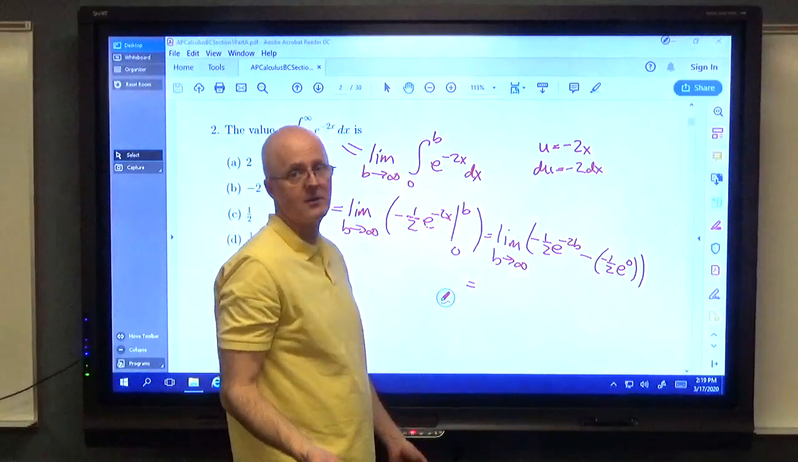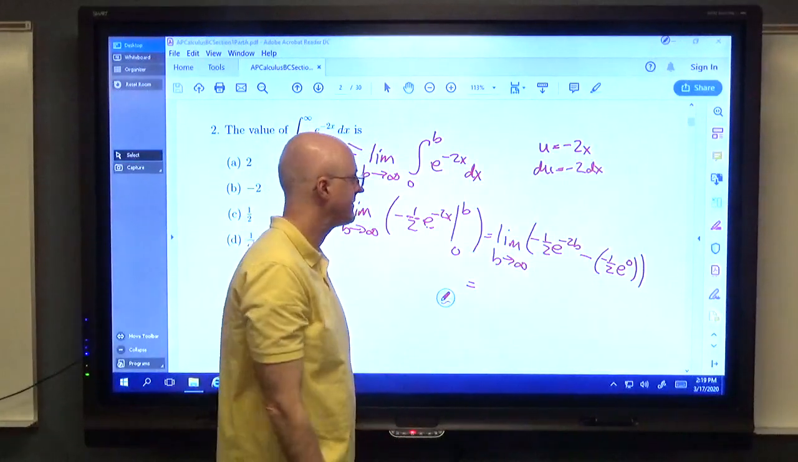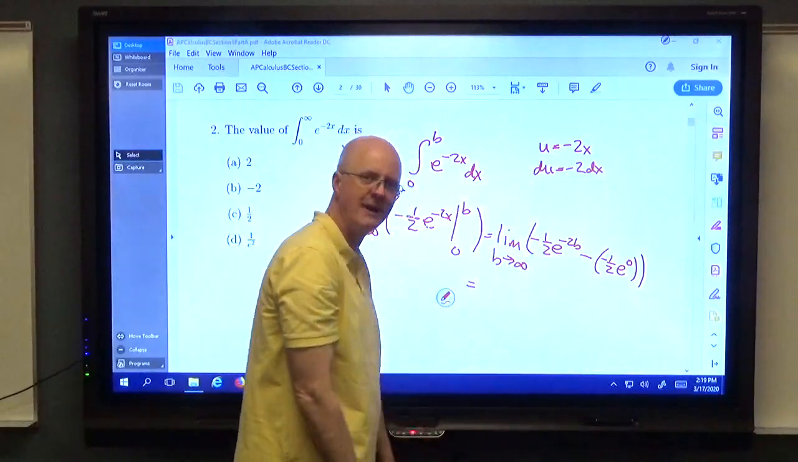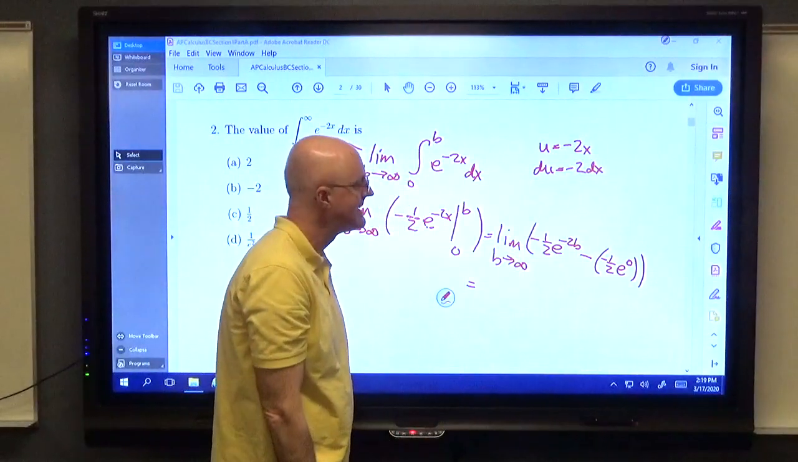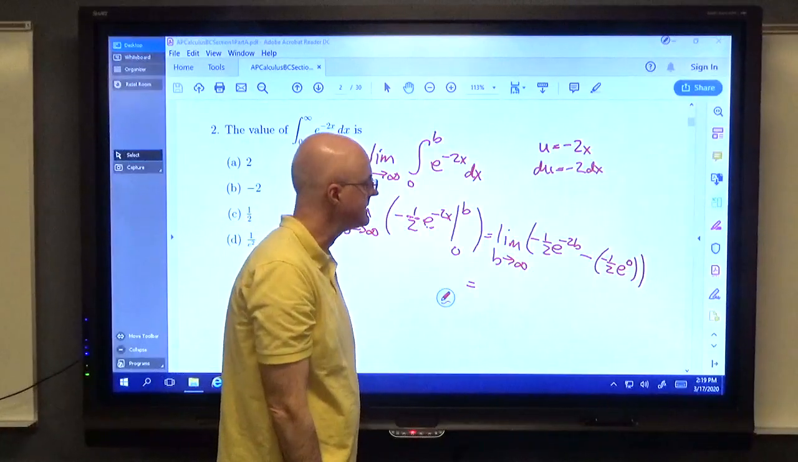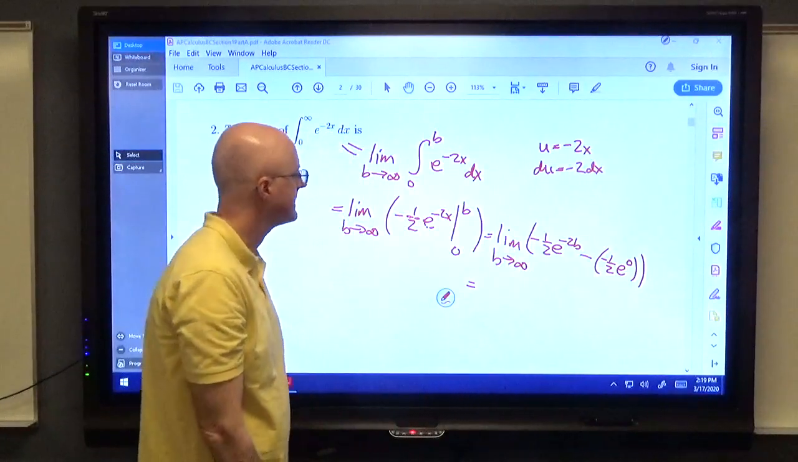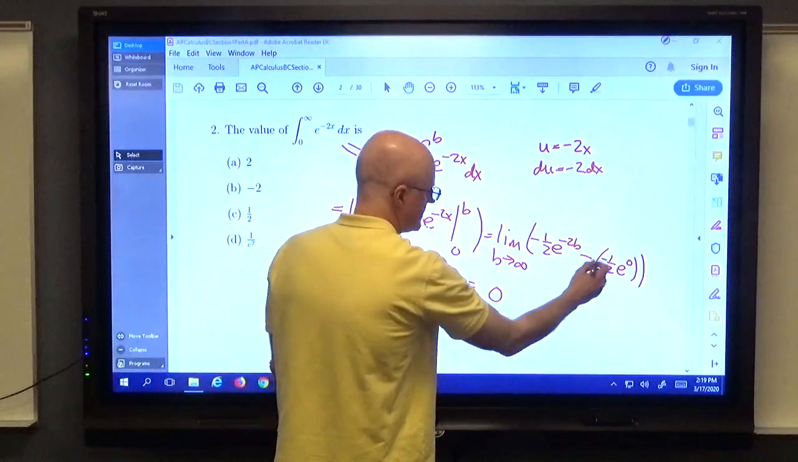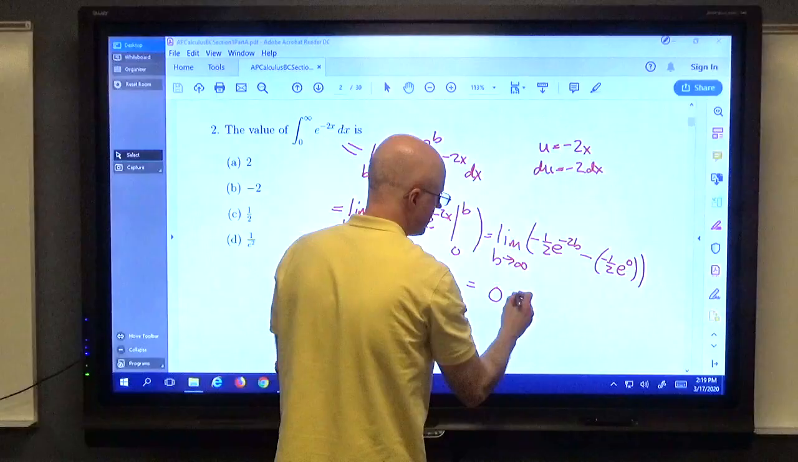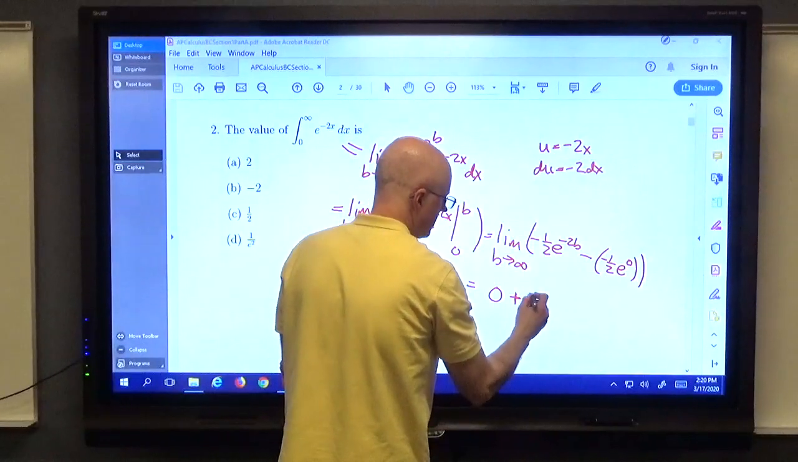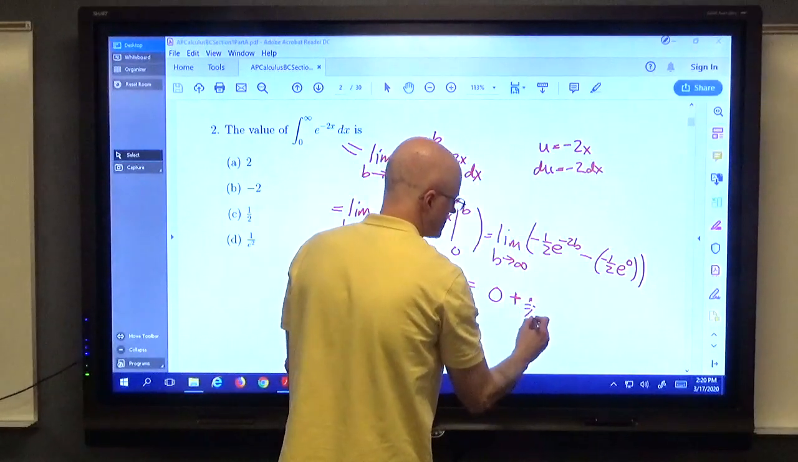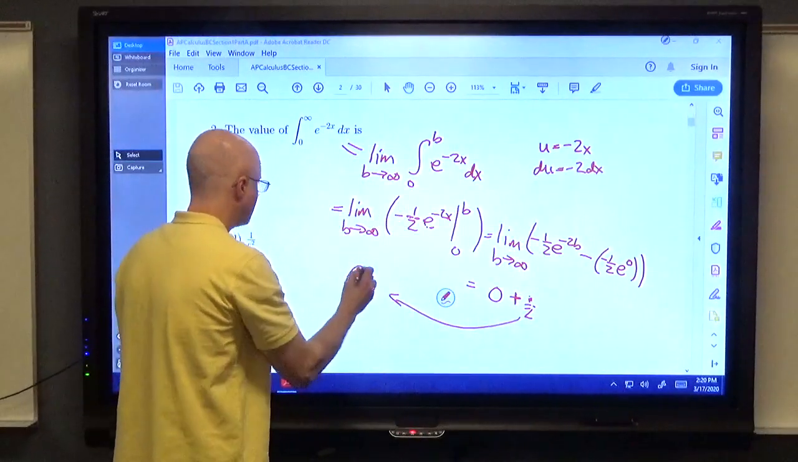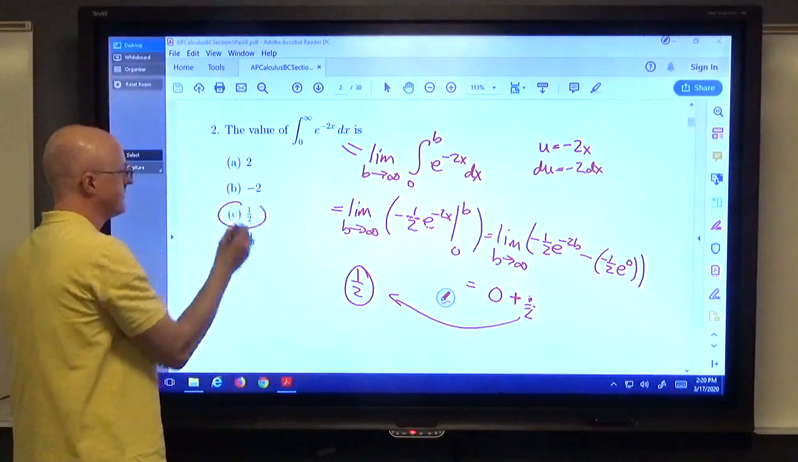Proof of that would require L'Hopital's rule, though you really wouldn't have time for that on the exam. You would just need that knowledge. If you multiply this by b to the n for any positive value of n, you're going to get something that goes to 0 as b goes to infinity, and even negative values of n as well. So this goes to 0, and the two minus signs cancel here, giving you plus 1/2 e to the 0, but e to the 0 is 1. The answer is 1/2, and that is choice C.